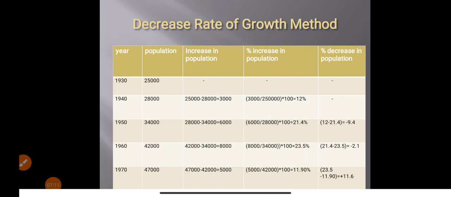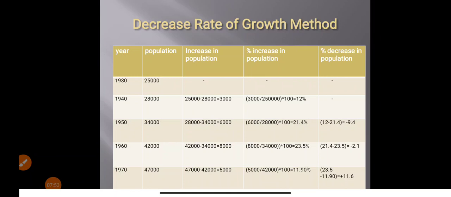We have solved the same type of problem in the incremental increase method. Till here it is the same, that is the percentage increase in population. So one more column is included here for the decreased rate of growth method. Till the fourth column, it is the same as the incremental increase method, whereas in the decreased rate of growth method, we have to find out the percentage decrease in population. So for that, we have to take 12% minus 21.4%.